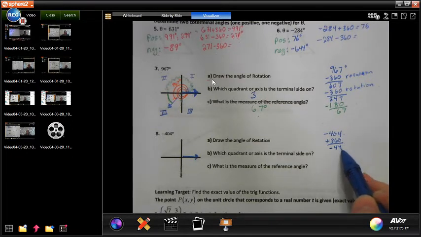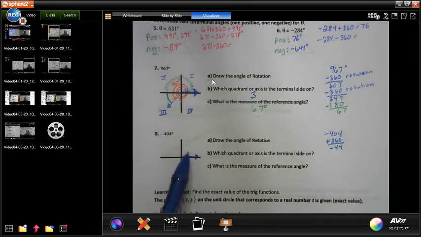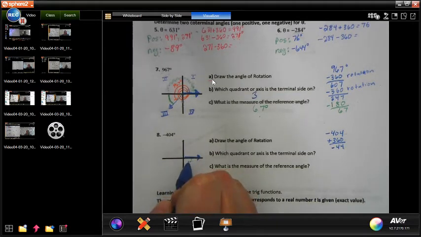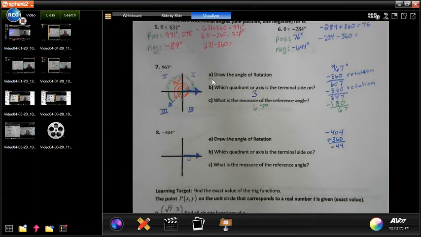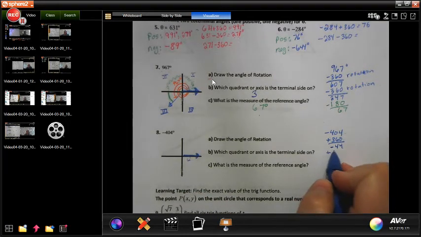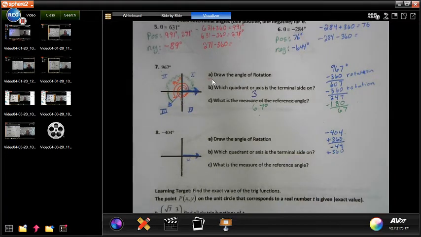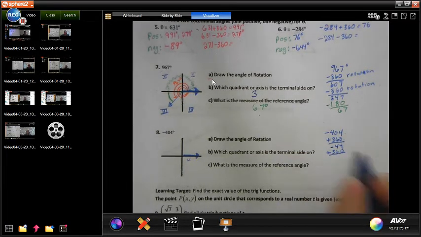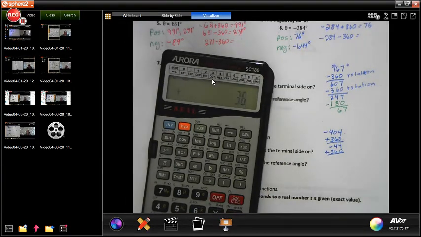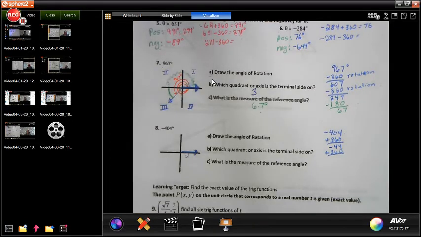Negative 404, we add 360, we get negative 44. Okay, so that is a negative number, which is difficult to graph on here. I mean, we can change this to negative, but I don't like doing that. I like finding the positive degrees so I know where to go. I just have to remember that my arrow is going to go backwards, counterclockwise. So what I'm going to do is add in another rotation so that I can find out the positive degree that I need. So plus 360 is 316.